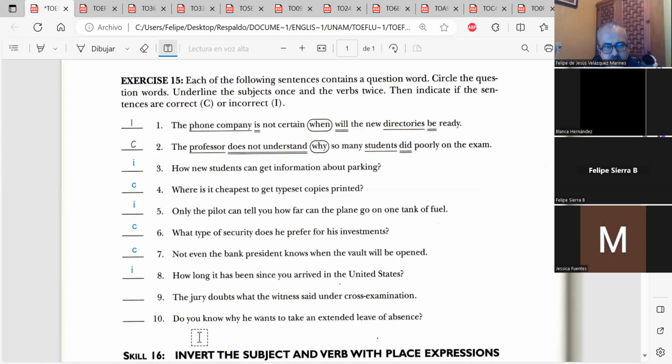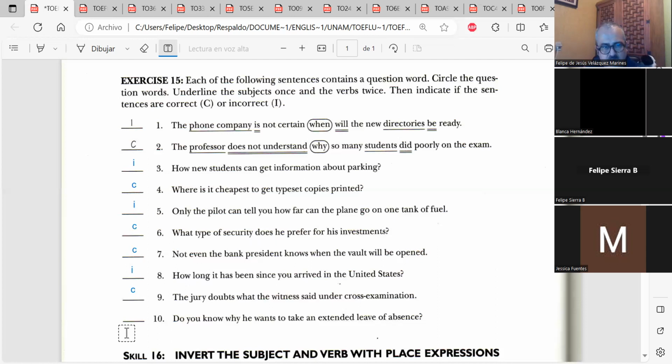The jury doubts what the witness said under cross-examination. It's correct. There is a subordinate clause. What the witness said. What is the pronunciation of this word? Doubts. Very good. When we have B and T, we don't pronounce the B. Like when we have I am in debt, no? Okay, very good. So this is correct.